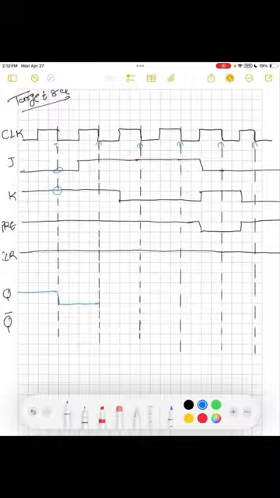And for the second section, here you can see J is equal to 1, K is equal to 1. So when J is 1, K is 1, that is the toggle condition. So Q changes to the opposite of its previous value. Since Q was 0, it becomes 1.